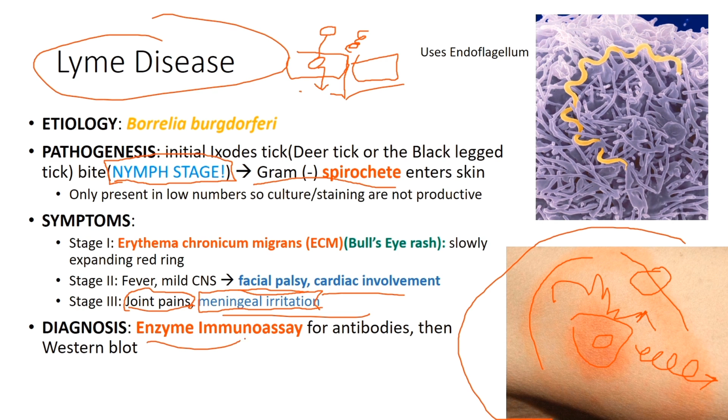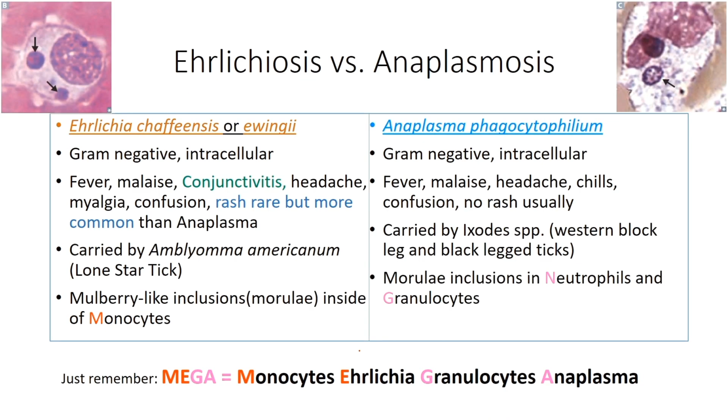Diagnosis for this is enzyme immunoassay, or ELISA. You check for antibodies in their serum. You can also confirm with a Western blot as well. But ELISA is the big one, to see if you have antibodies for it.